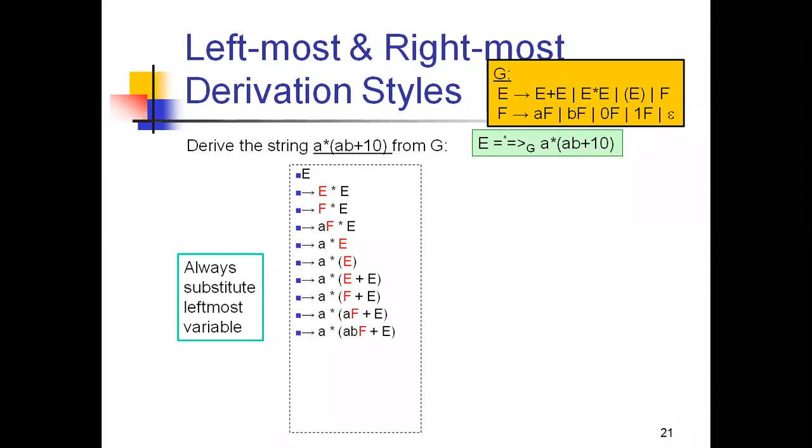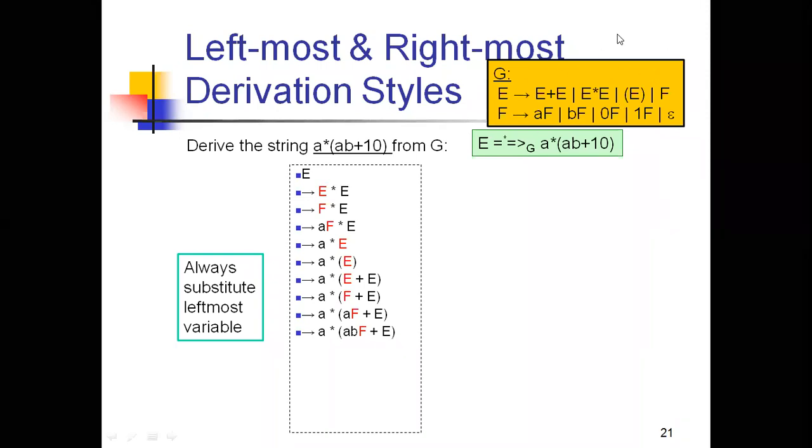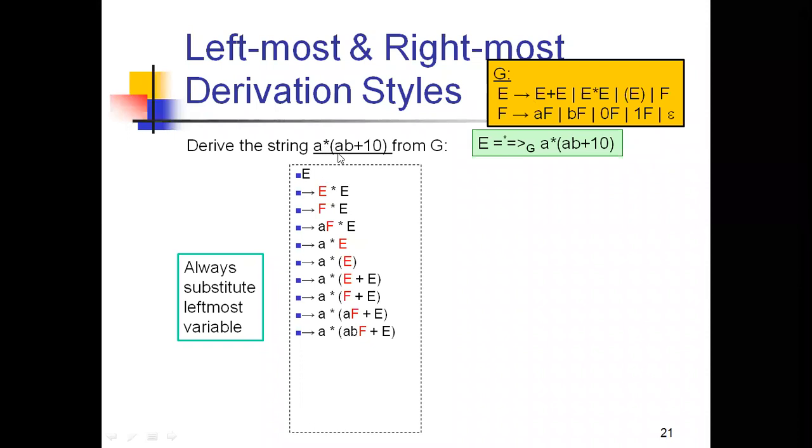And here I have a question: derive the string a star of (ab plus 10) from the given grammar. This is the given grammar G, the input context-free grammar G. This is my question, and what I need to do is derive the string a star of (ab plus 10), right?